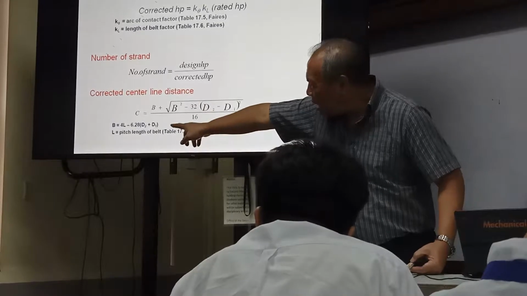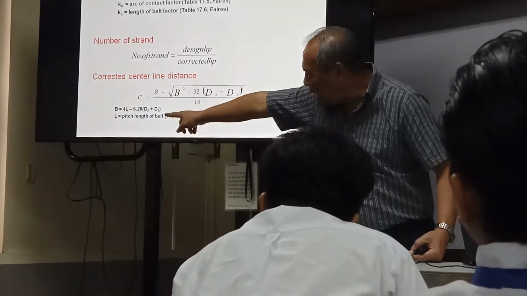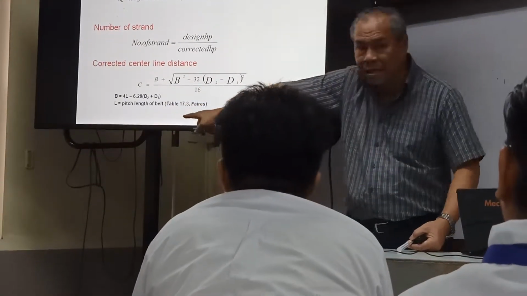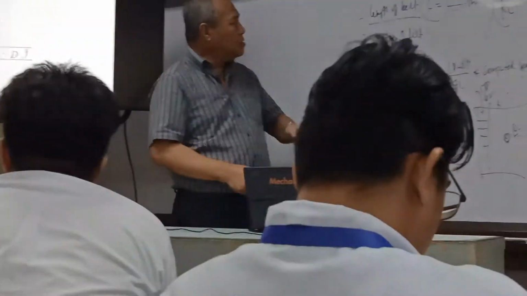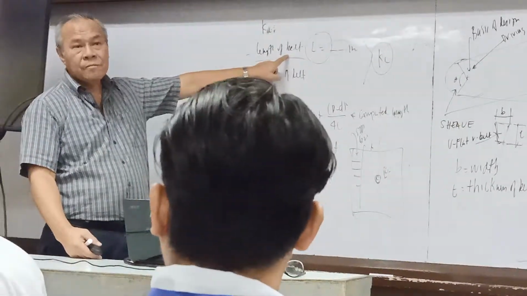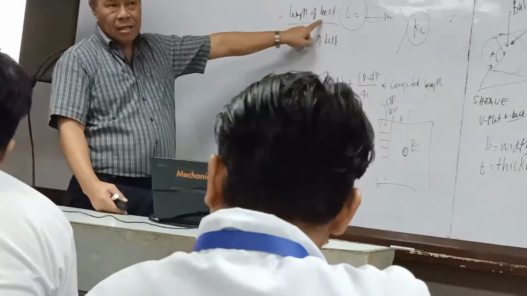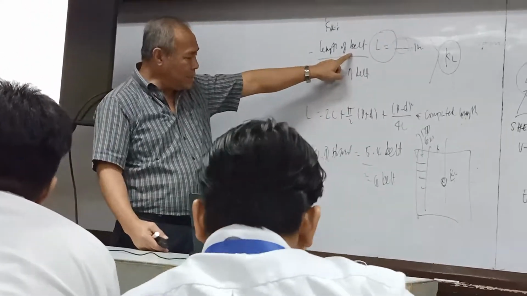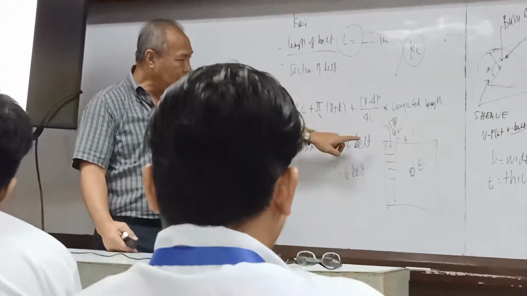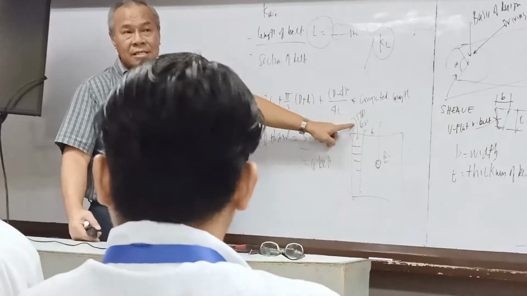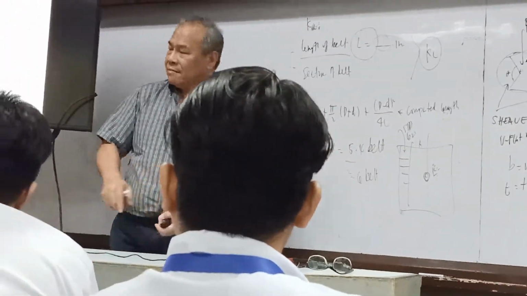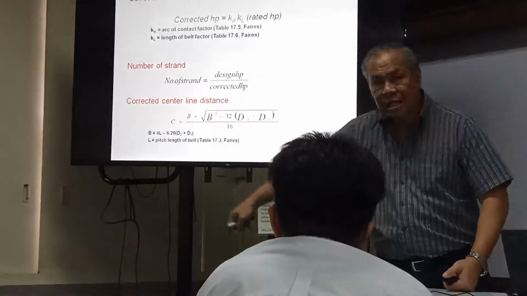Now, ano ngayon yung tinatawag natin na L? L is what we term as the pitch length of the belt. Take note that nung una, nakakompute na tayo ng length of belt. Now, nung ginamit natin table 17.7, nagkaroon tayong standard length designation. So, what's the difference of this one? Okay, pitch length of the belt.